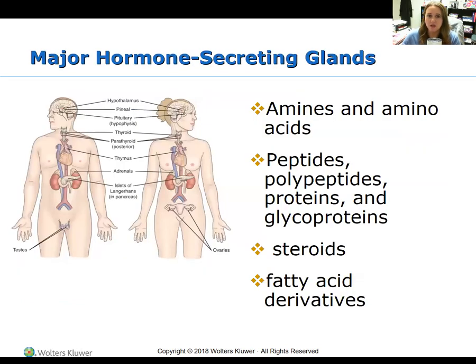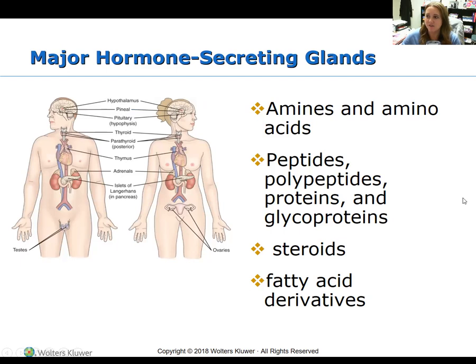Okay. So what are our major hormone secreting glands? Obviously, we've got our hypothalamus, our pineal gland, our pituitary, or the hypophysis, the thyroid, the parathyroid, our thymus, our adrenals, our islets of Langerhans in the pancreas. And then, of course, our gonadotropic ones, so testes and ovaries.